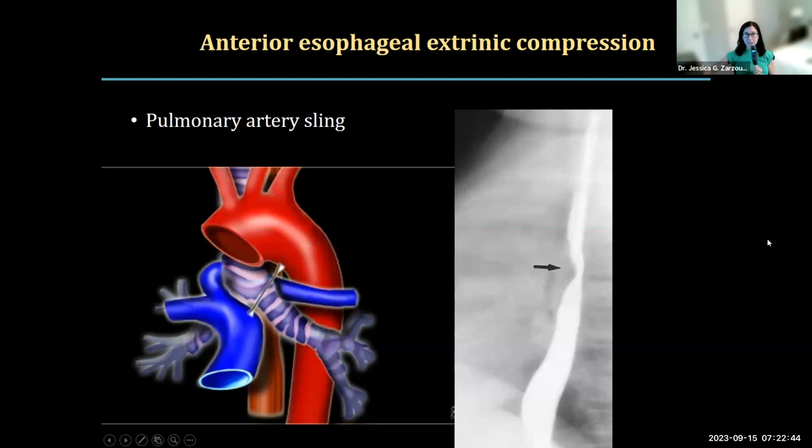An anterior compression is normally caused by a pulmonary artery sling. This is when the left pulmonary artery is originating from the right pulmonary artery and courses between the esophagus and the trachea. And it can also compress the right main stem bronchus. But what we see here is this anterior compression along the mid-esophagus.